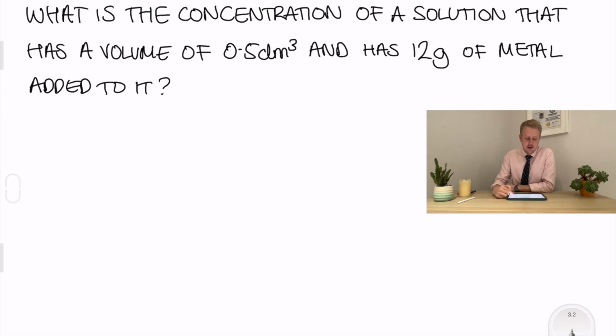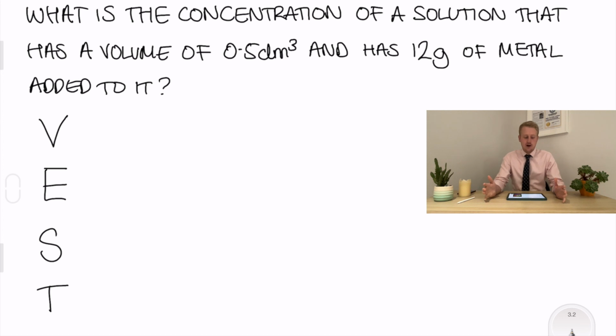Okay, here we have a question where it's usable in chemistry. So it reads, what is the concentration of a solution that has a volume of 0.5 decimeters cubed and has 12 grams of metal added to it? So first step, we always write the 4 letters V-E-S-T, making VEST, okay?